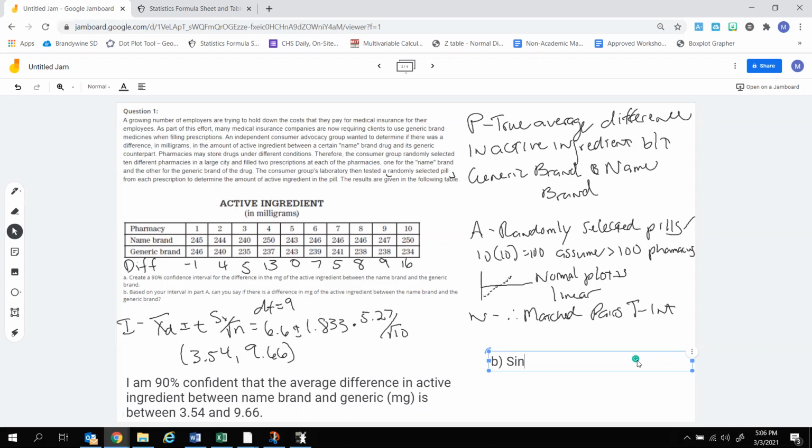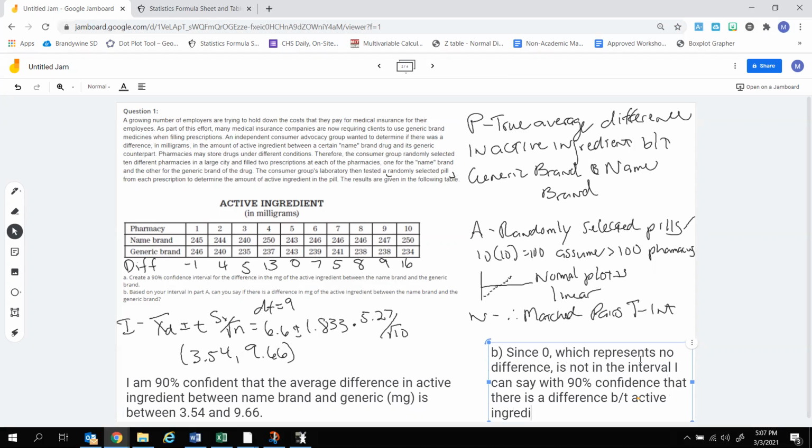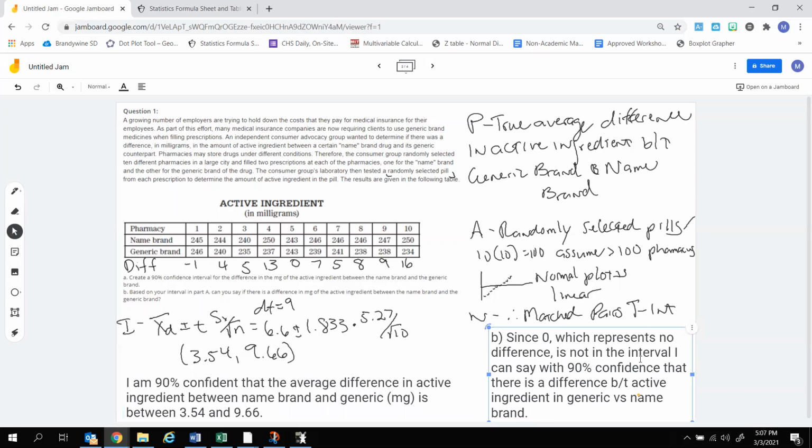Since 0, which represents no difference, is not in the interval, I can say with 90% confidence that there is a difference between active ingredient in generic versus name brand. Cool. And that is that.